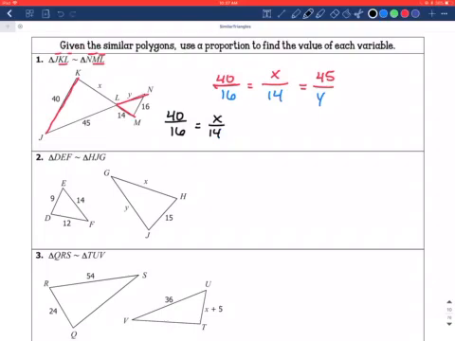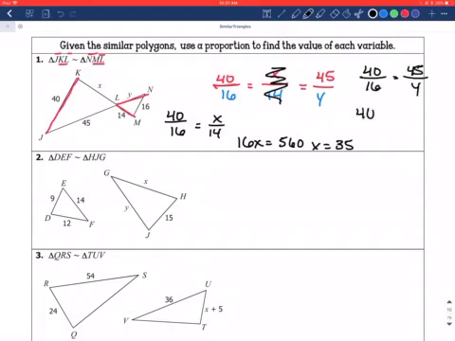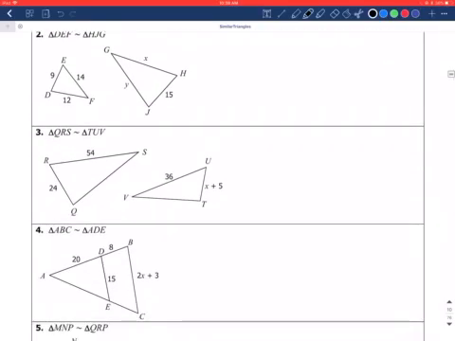You'll see what I mean when I write it out. 40 divided by 16, x over 14. So we have 16x equals 40 times 14, and that will be 560. And then x will be 35. So there's x. And now for y, I'm going to mark off this x over 14 and use 40 over 16 again, but now use the 45 over y. So 40y will equal 720 when you cross multiply those. And then y will give you 18. So that's how you would find those two. Just don't set them up all as one.